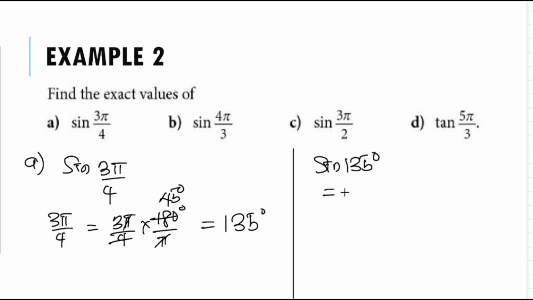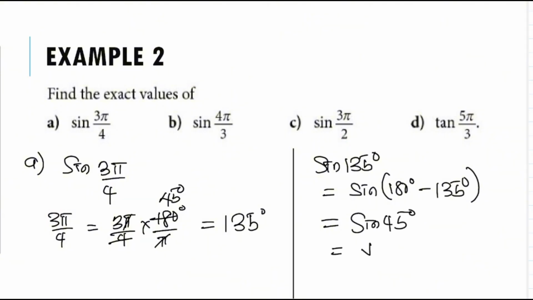Now check, is 135 in the first or second quadrant? So the second quadrant, and sine is positive in the second quadrant, so the sine will be positive, and the formula for the reference angle is 180 minus 135. So that will be equals to sine 45 degree, and sine 45 degree is root 2 over 2. So that's the final answer. So when you are asked to find exact value, it means that you should not use calculator. Okay, you can leave your answer in surd form or in fraction form, but not in decimal form.